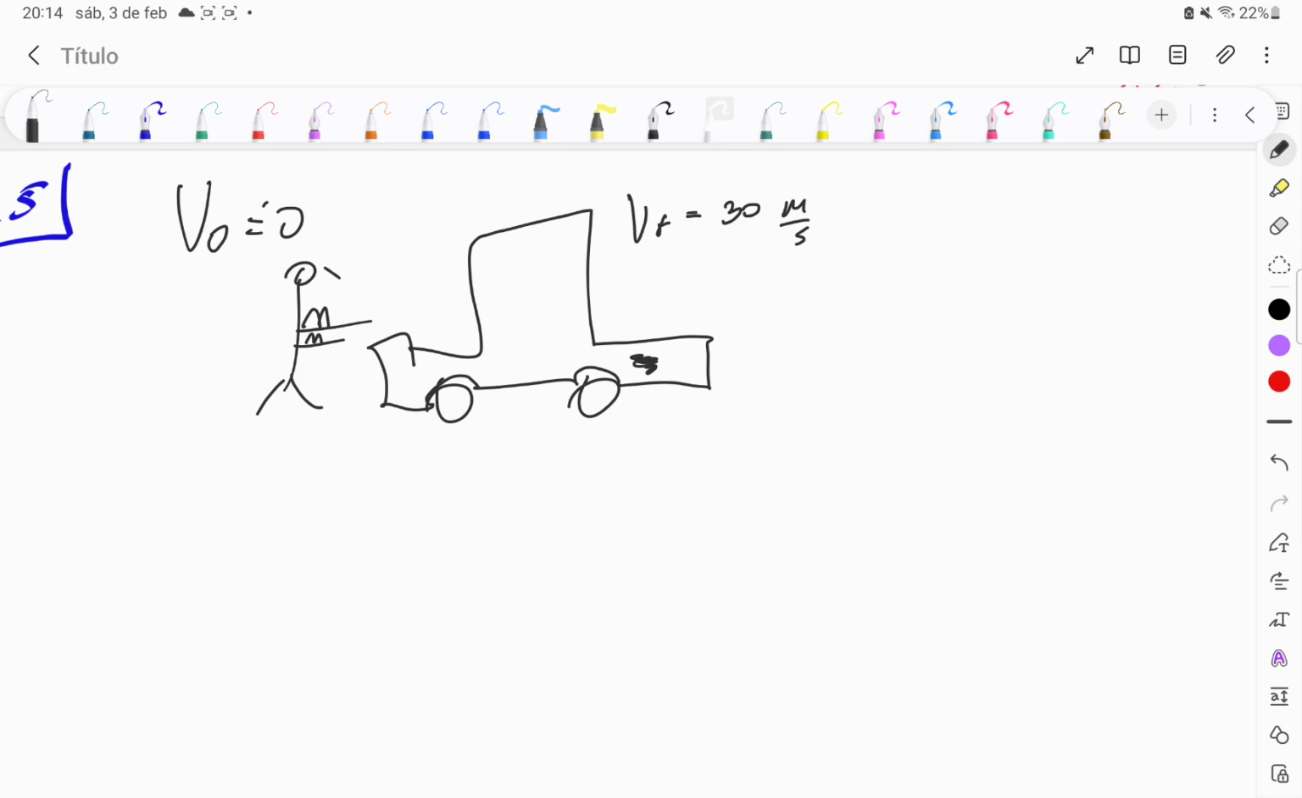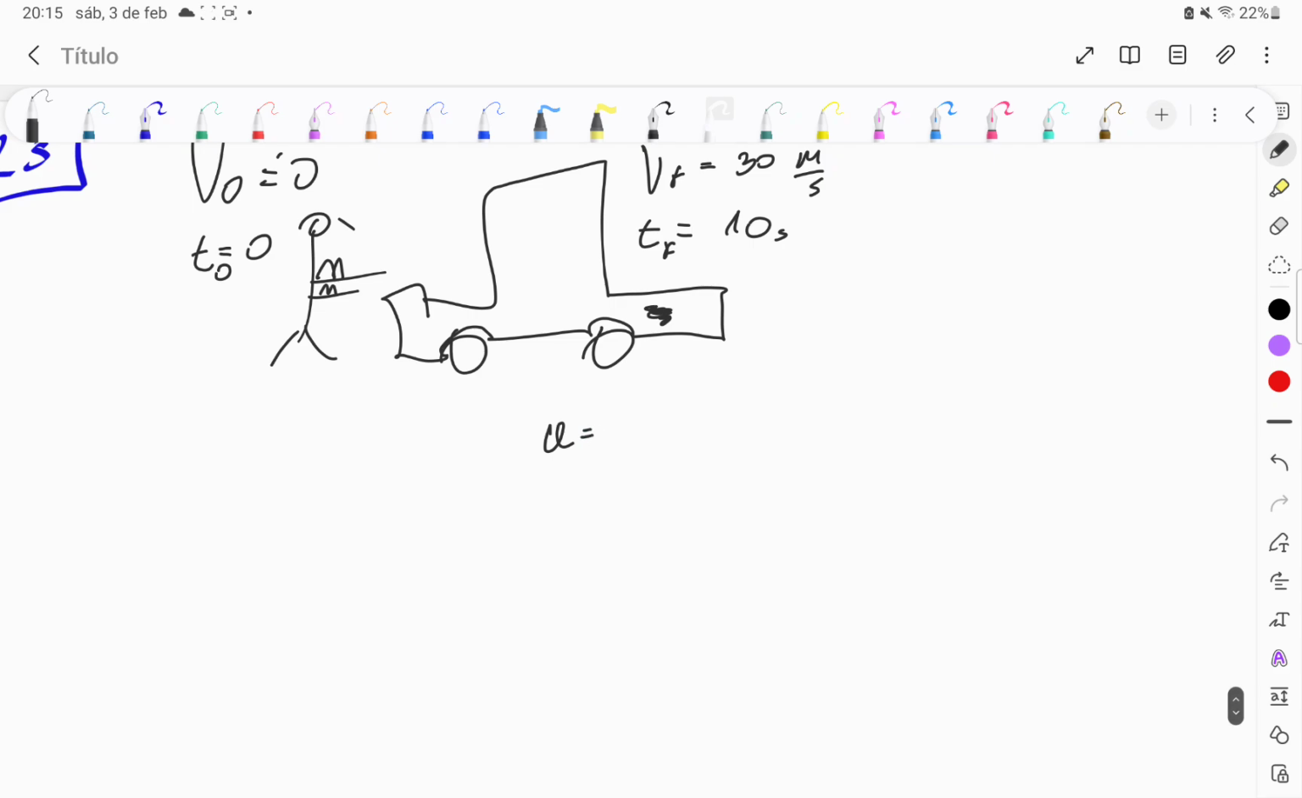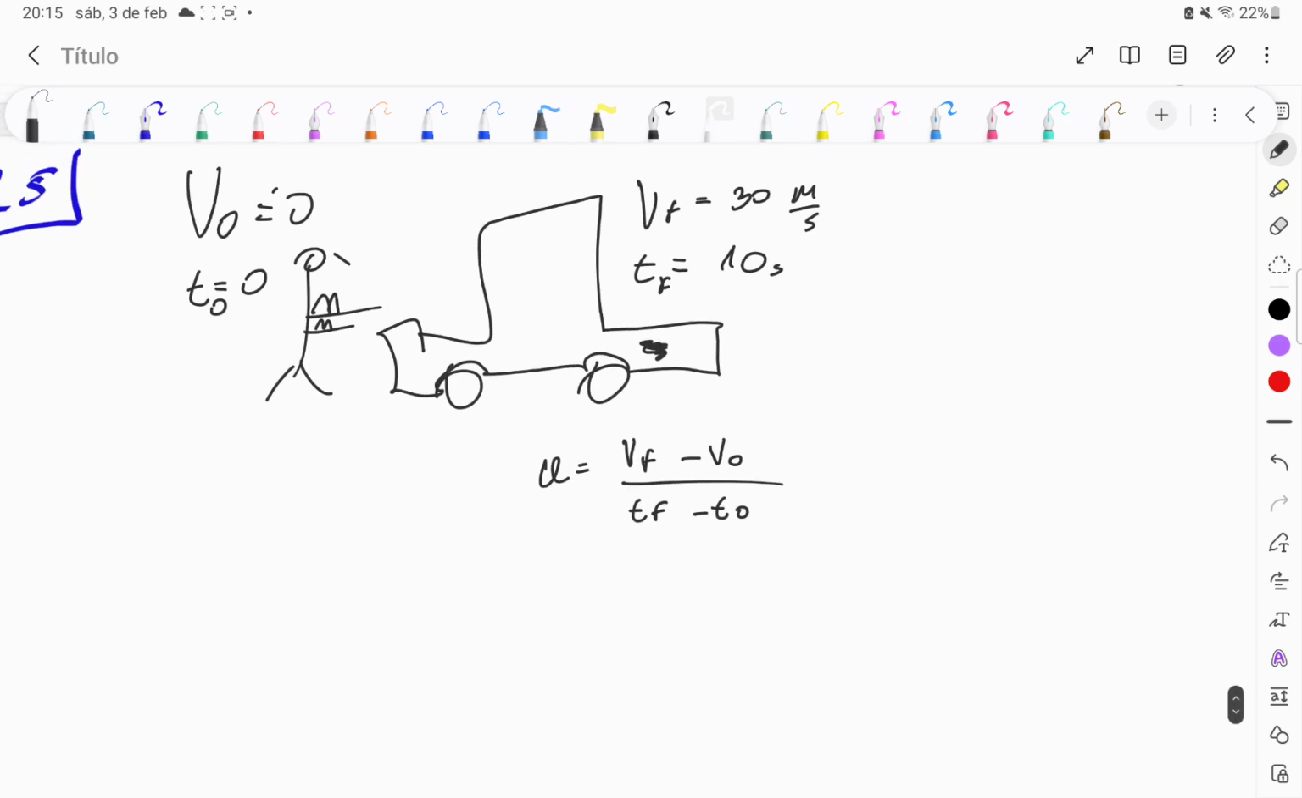La velocidad final es 30. La velocidad inicial es 0. How much is the initial time? 0, because we define it like that. And the final time, how long did it take to happen? 10 seconds. So the acceleration is equal to la velocidad final menos la velocidad inicial, over el tiempo final menos el tiempo inicial. And why do we want the acceleration? Because they ask for the force, and we know that the force is related by this. We have the mass, a motocicleta de masa de 200 kg, but we don't have the acceleration. But don't worry, we can calculate it.